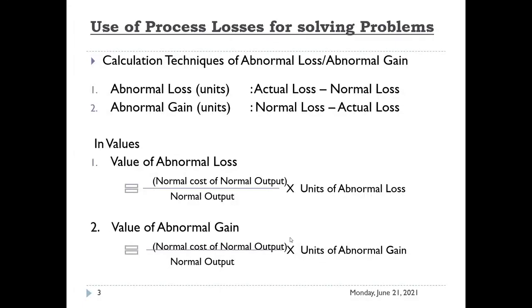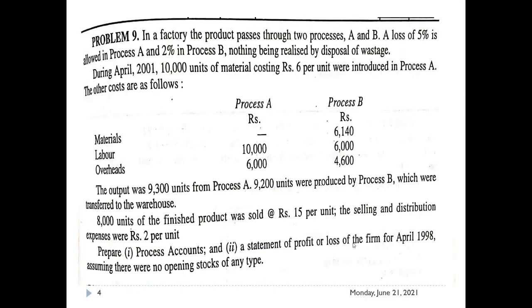Now try to implement these formulas in a problem. Suppose this one: in a factory, the product passes through 2 processes, A and B. So there are 2 processes. A loss of 5% is allowed in process A and 2% in process B. Nothing is realized by disposal of wastage. So what do you mean by that? Two types of processes, process A and process B. From process A, 5% is loss and 2% from process B.